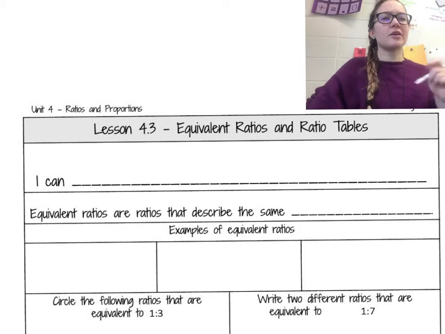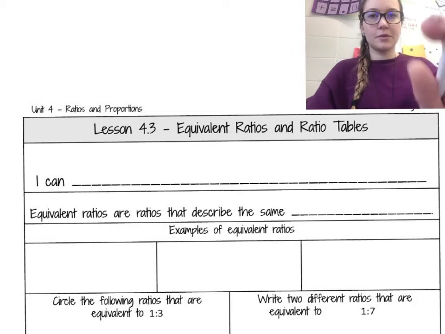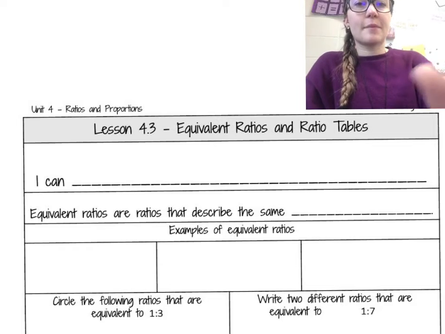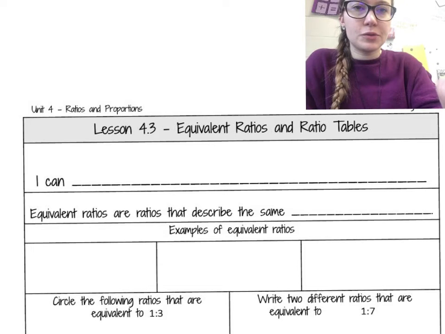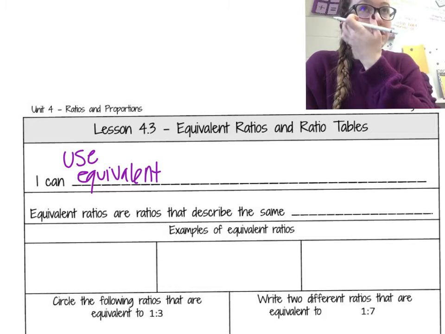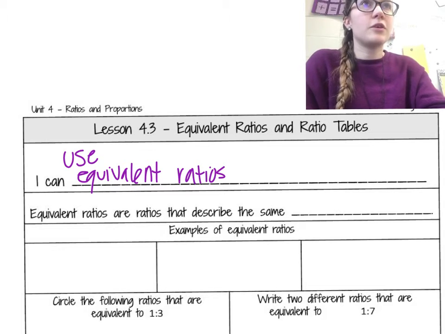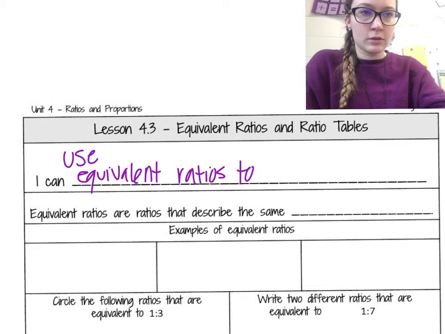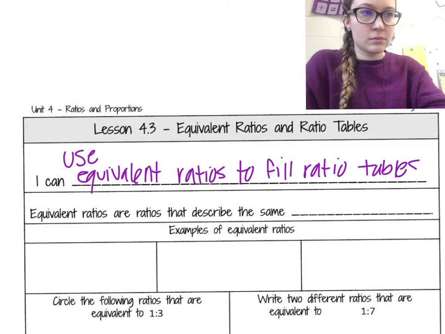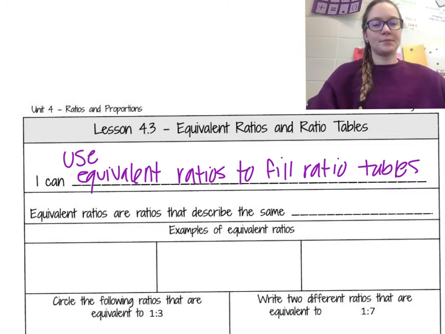Let's get started. Okay, so starting with our I can statement, we're gonna say that by the end of this, we can use equivalent ratios to fill ratio tables.